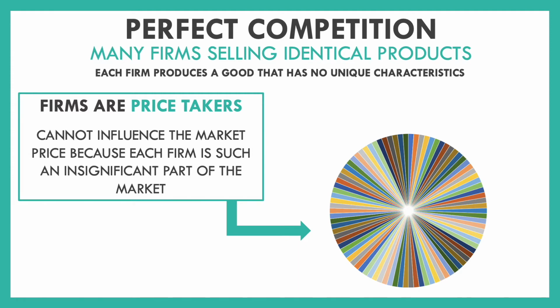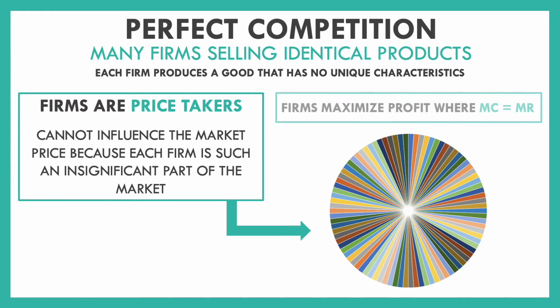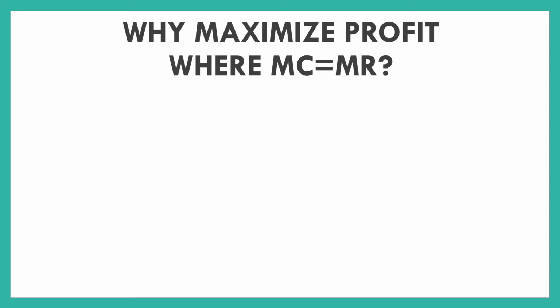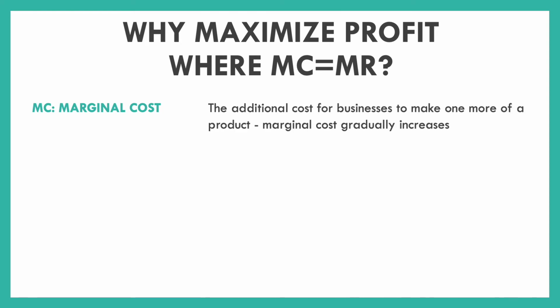Now we do say that firms maximize their profit where MC is equal to MR. Well, what exactly does that mean? What does it mean that MC is equal to MR, and why is that where we maximize our profit? We're actually coming back to some words that you guys might remember or be a little bit familiar with. That MC right there stands for marginal cost. We had talked about this before. Marginal cost is just that additional cost that we have.